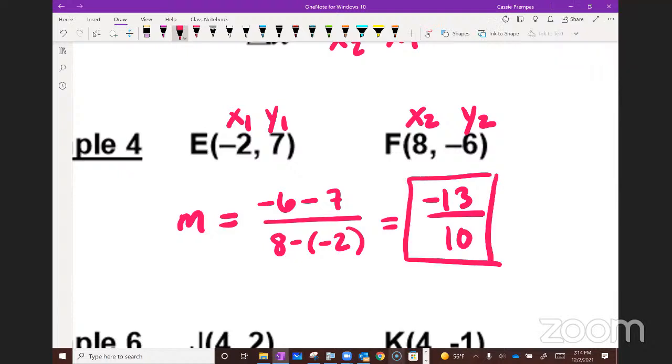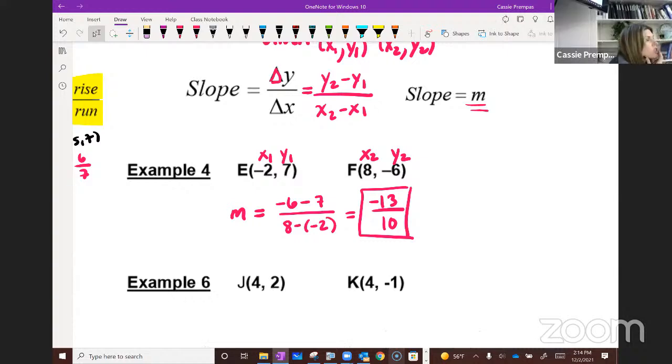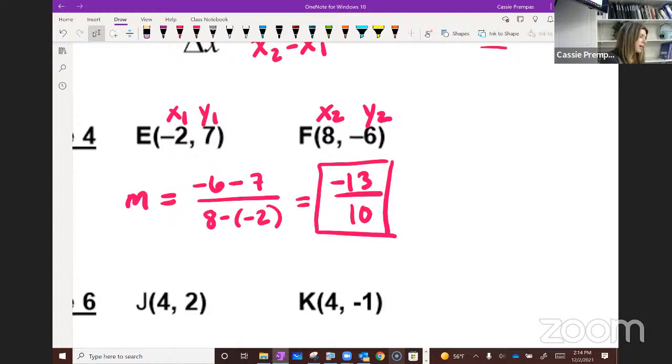All right, guys, go ahead and check it. You should have -13 over 10. Any questions? Why is it that? So y2 would be -6, minus y1 is 7, and -6 minus 7 is -13. And then 8 minus -2 creates that positive.